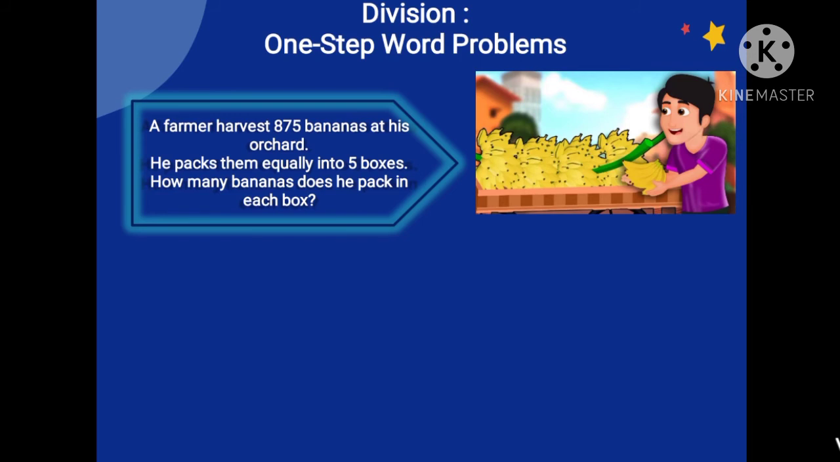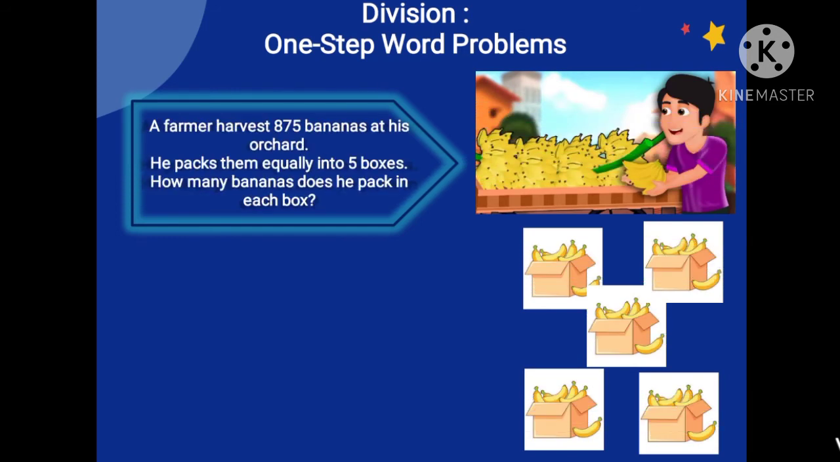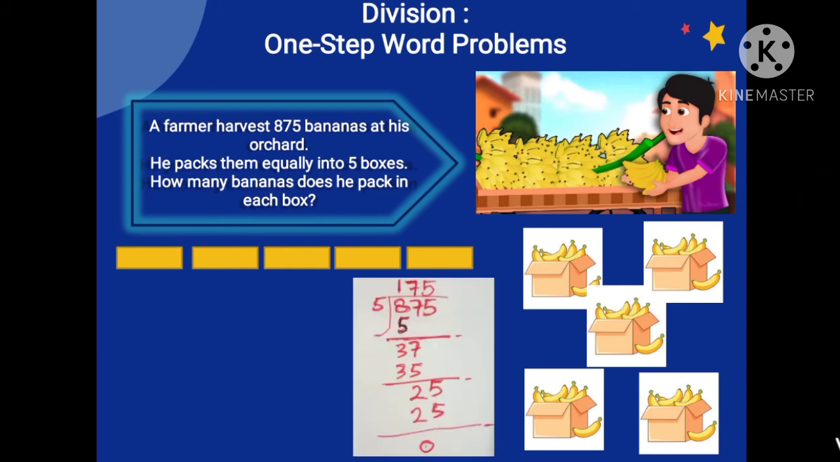So what you should do is take the total number of bananas that the farmer has and divide equally into 5 boxes. So this is the bananas, and then he divides them into 1, 2, 3. So what we should do is divide the total number of 875 into 5. So the result is 175. So he packs 175 bananas in each box.